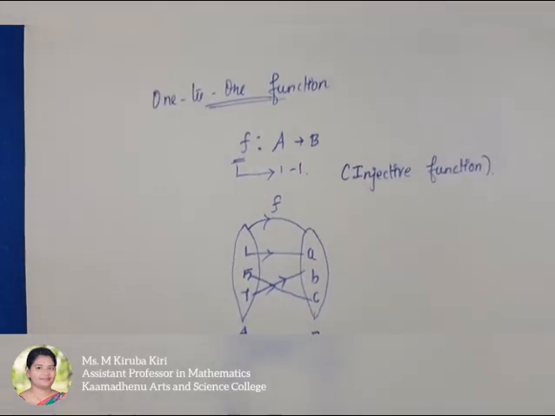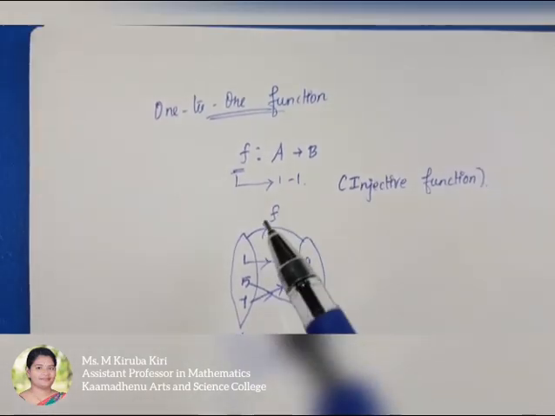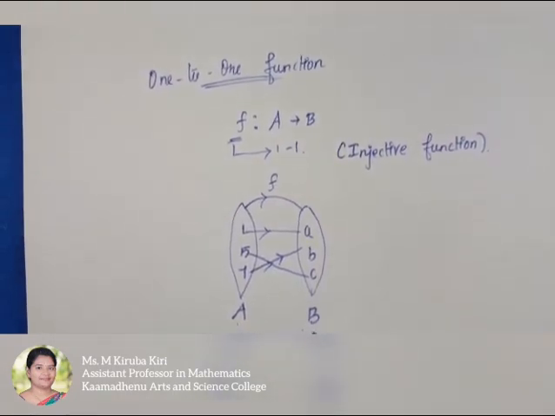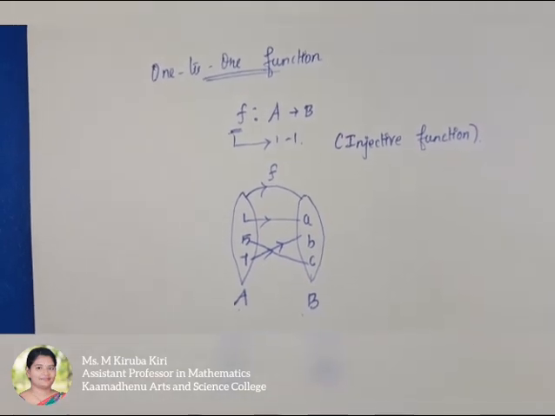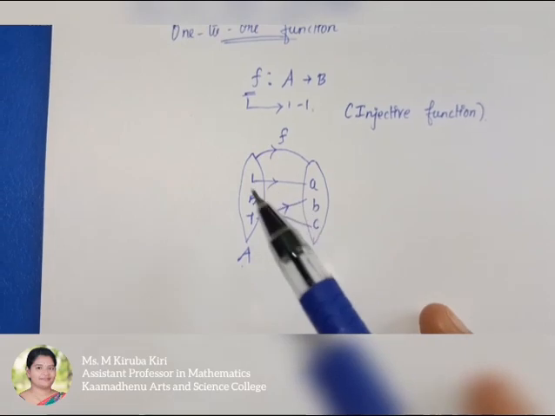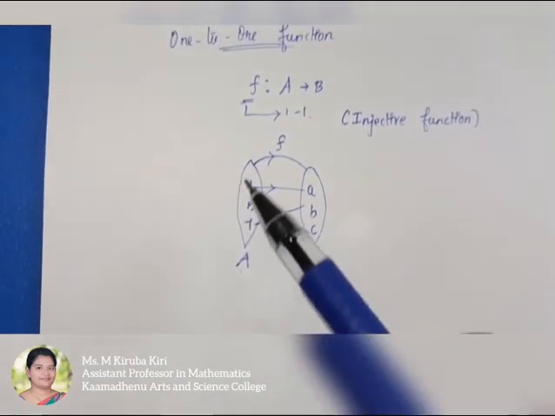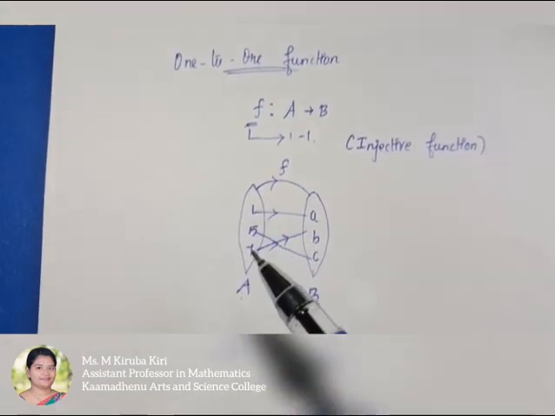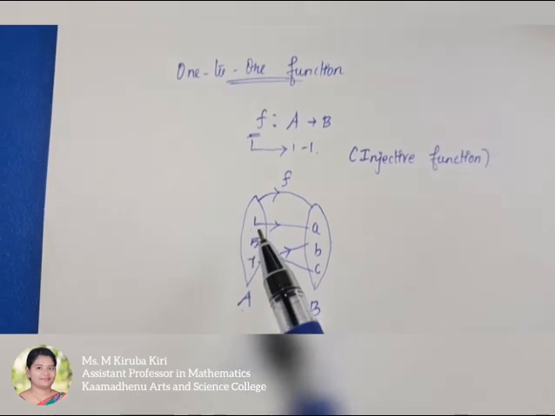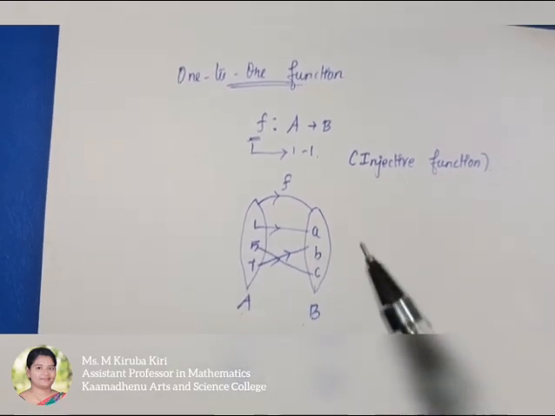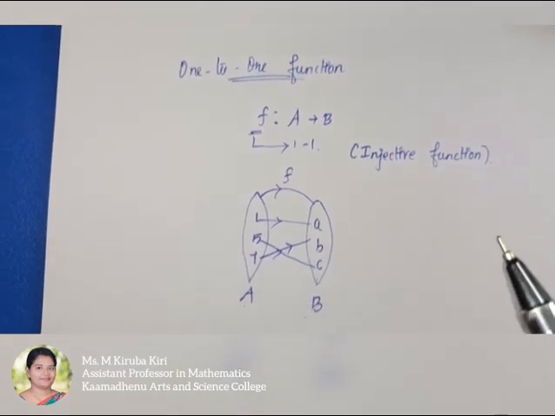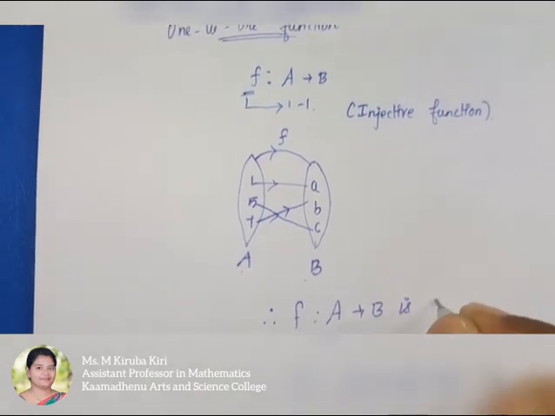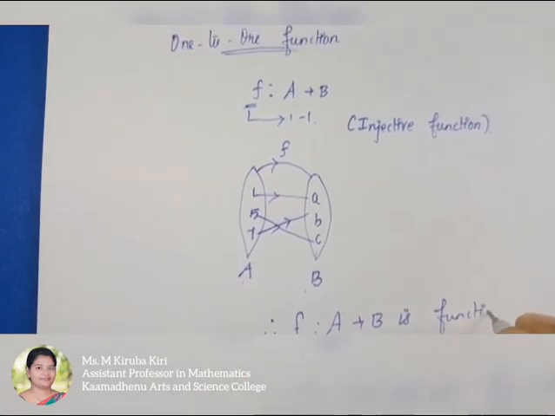A one-to-one function is nothing but if different elements in set A have different elements in set B. Listen, the first step is to check whether this is a function or not. You can see here every element of set A is used, and it is used only once. 1 is used once, 5 is used once, 7 is also used once. Therefore, this f from A to B is a function.